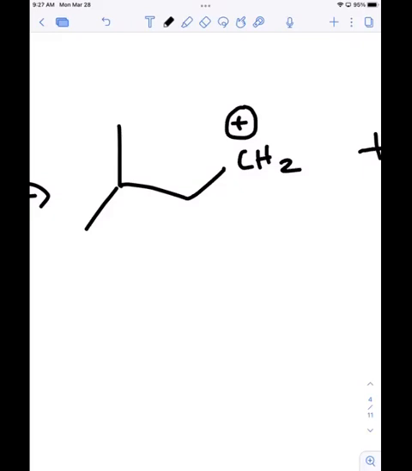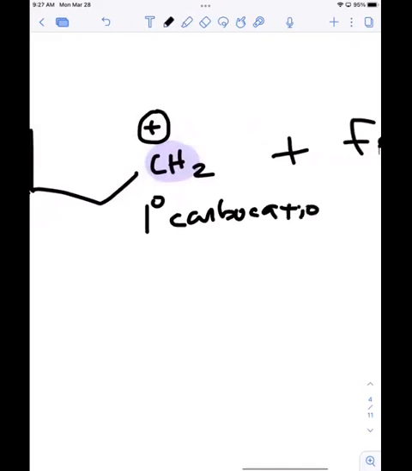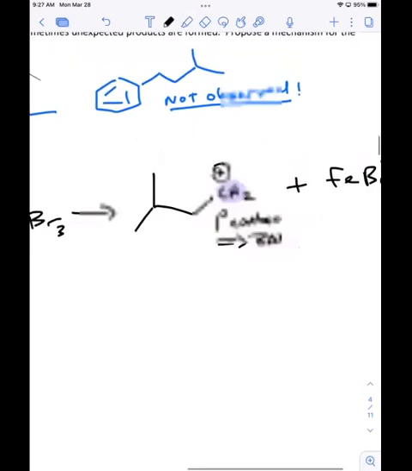Yeah, it's not stable because it's on a primary. It's a primary carbocation, so it's horrible, right? So this is a primary carbocation. That's bad because that's one of your more unstable carbocations. That's why I said the preparation step would be very slow, because forming that cation takes a lot of energy because of its instability. How do we fix something like that?